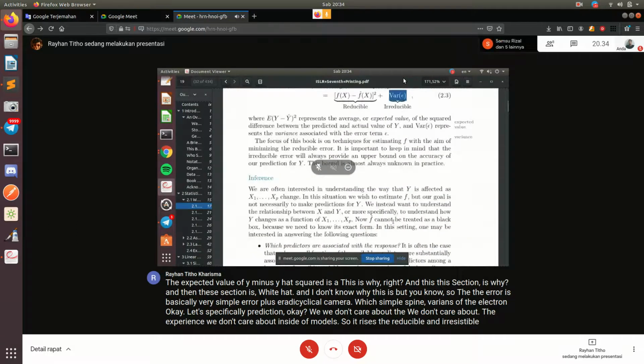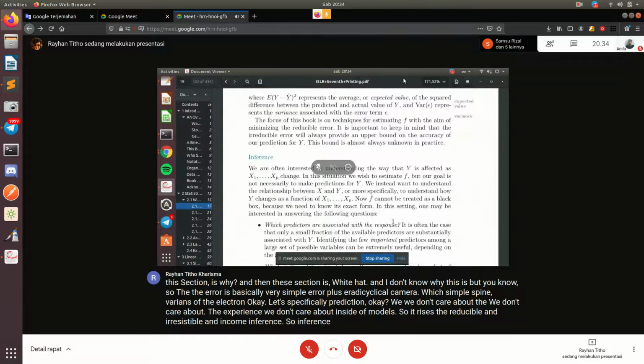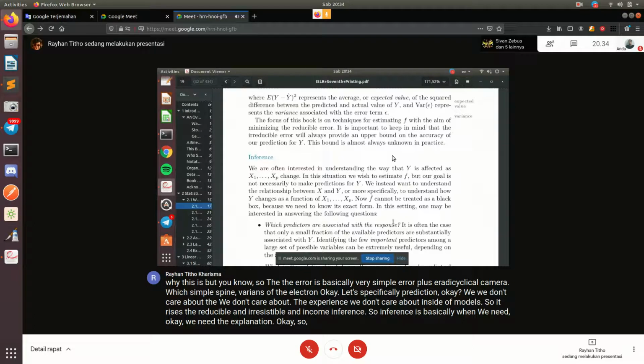And then comes inference. Inference is basically when we need the explanation. So, does TV investment actually increase the sales, right?